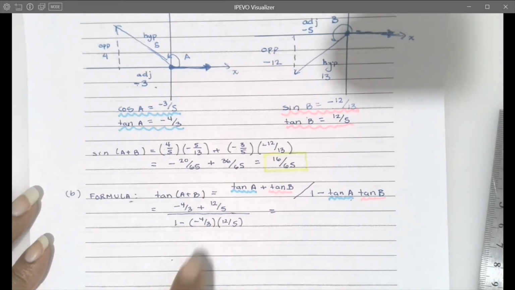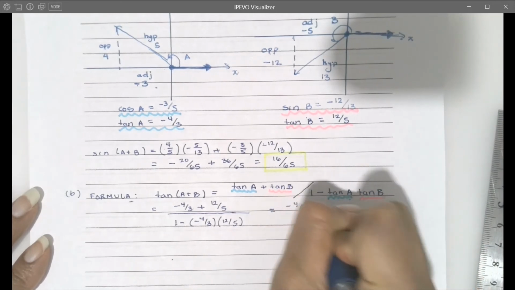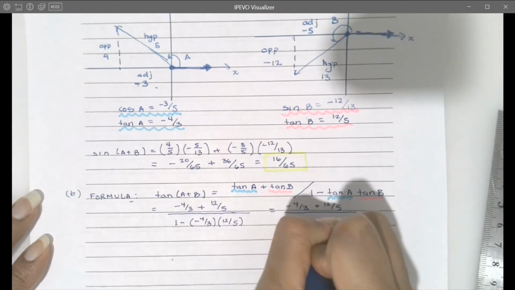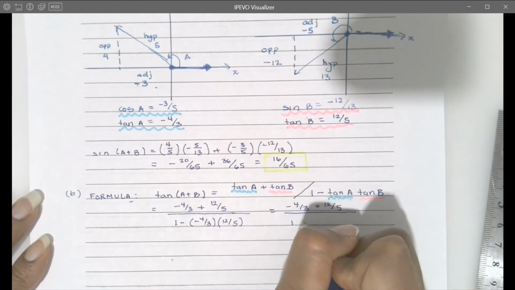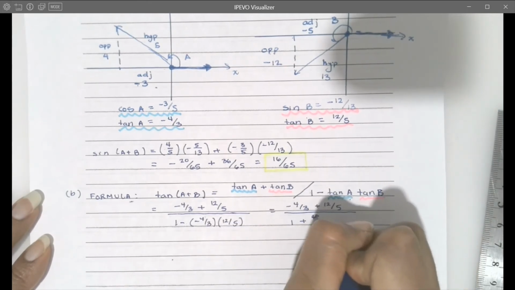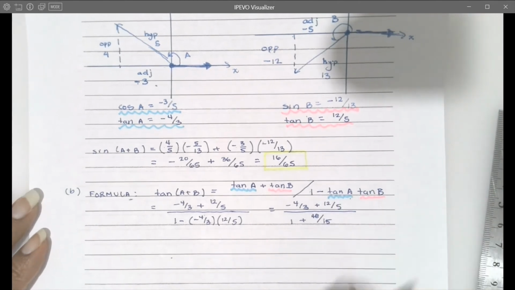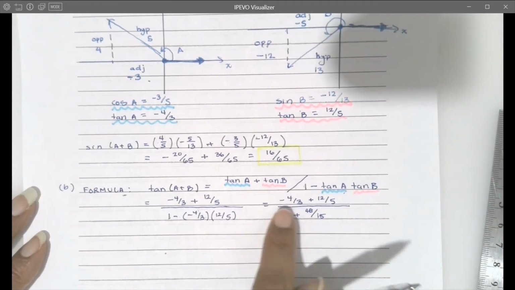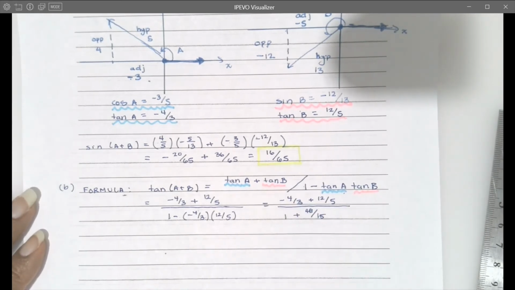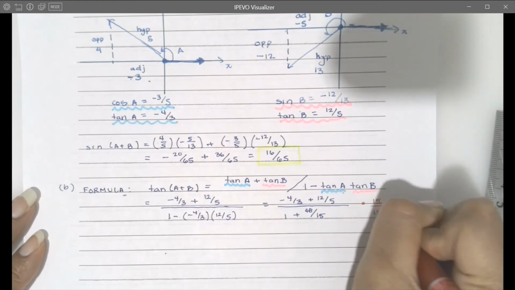So what I'm going to do first is simplify this product to get negative 4/3 plus 12 over 5, all over 1. Negative times negative will give us a positive. 4 times 12 is going to give us 48. 3 times 5 will give us 15. So what we're looking for then is the least common denominator of 3, 5, and 15, which is going to be 15. So I'm going to multiply top and bottom by 15.